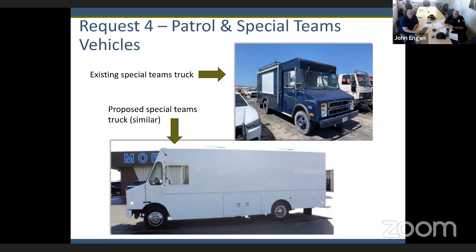It is a 1981 vehicle, and the motor went bad, and it doesn't work. It's been out of service for over a year, and it is a vehicle that is not worth the cost of replacing the motor for. It has zero armor. It is merely meant as a vehicle to transport the equipment for our special teams to the critical incident.